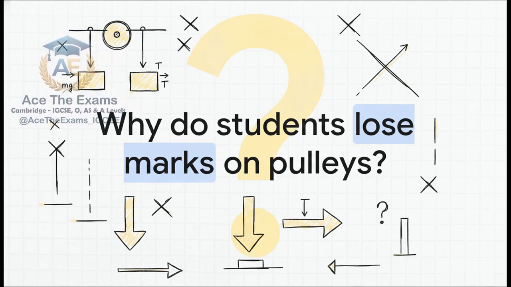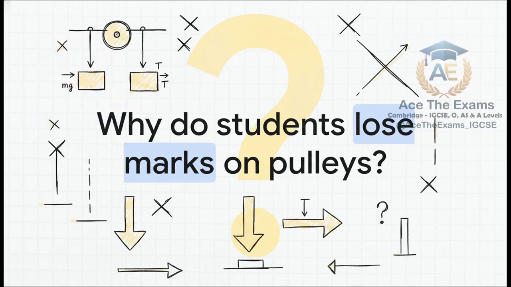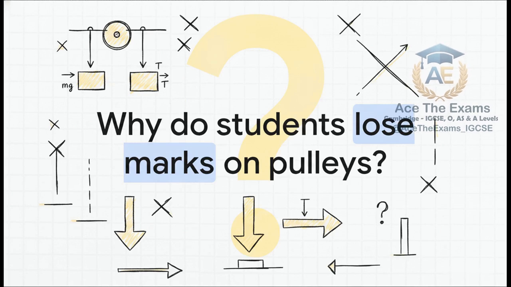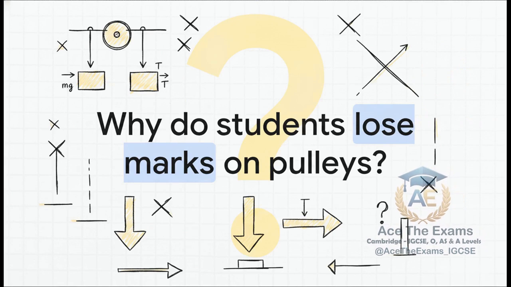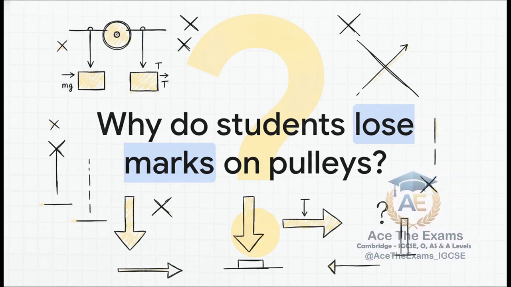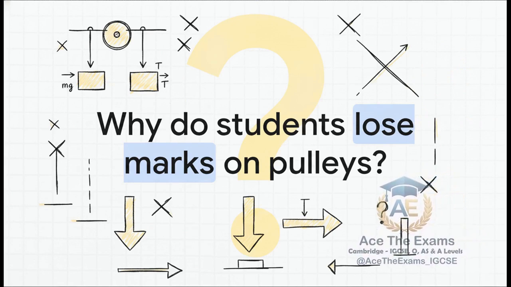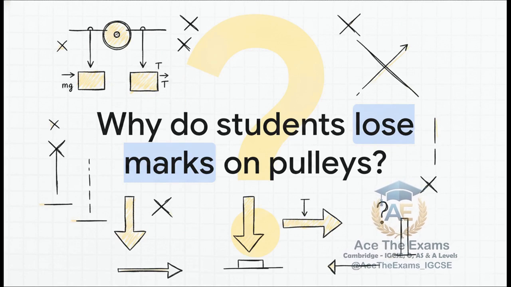Now, you might be sitting there thinking, well, it's just F equals ma, right? Force equals mass times acceleration, how hard can it really be? But the examiner's data tells a completely different story. Students are not losing marks because they can't do basic algebra. They are losing marks because of how the questions are formulated and how they fail to recognize the structural demands of the prompt.